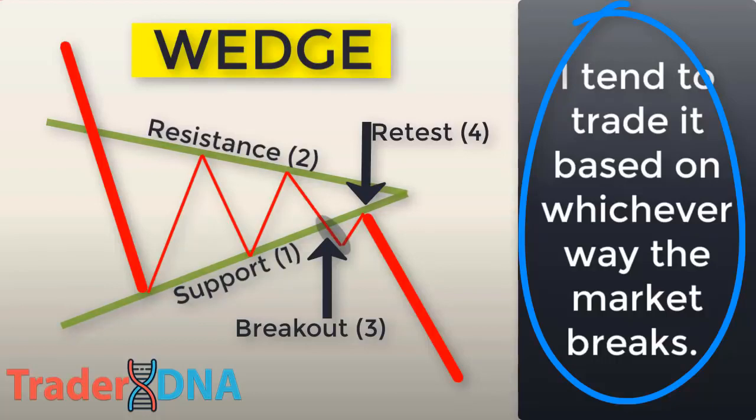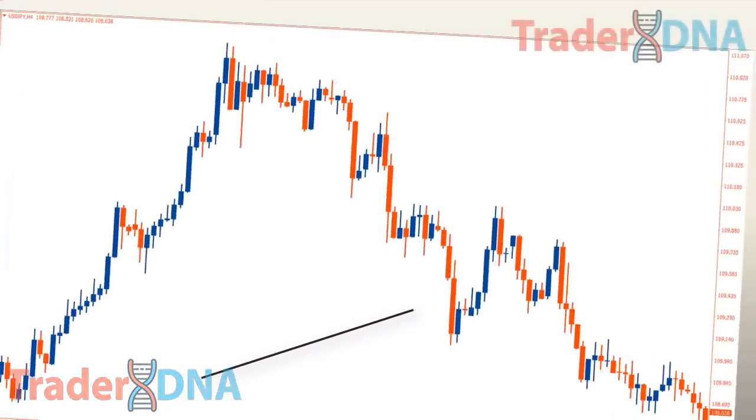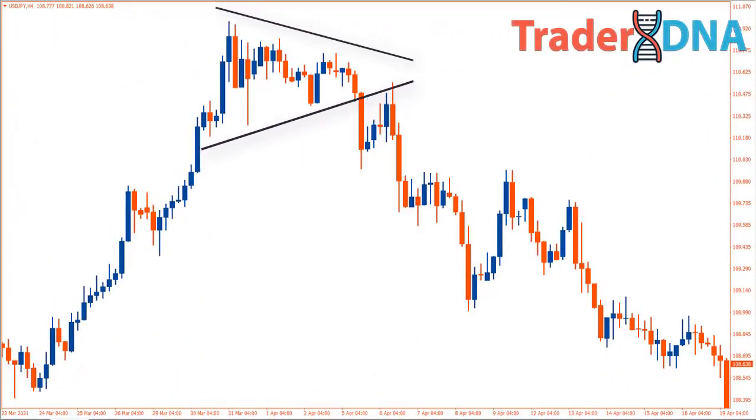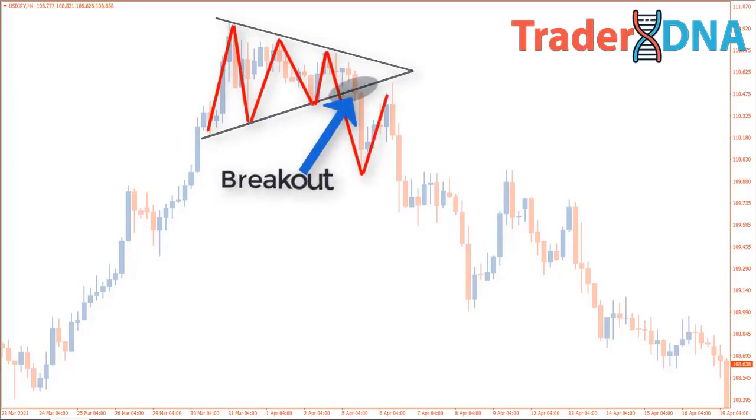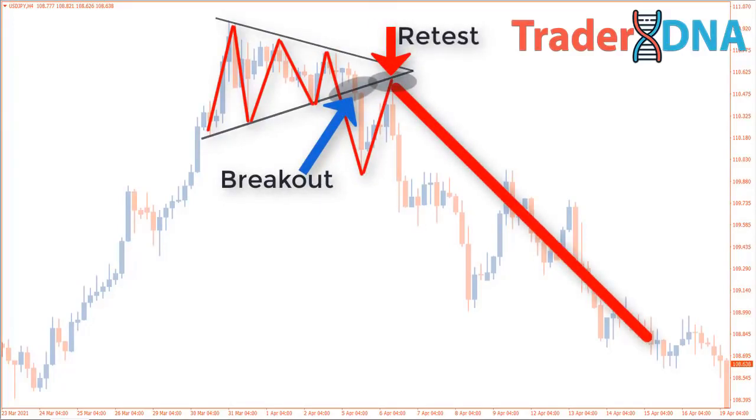Now let's apply this same pattern to a USD/JPY 4-hour chart. Notice how in this chart, the market had worked its way into a wedge pattern. As the market began to consolidate tighter, it eventually broke wedge support and subsequently retested this support level as new resistance. This retest presented traders with a perfect opportunity to enter short.